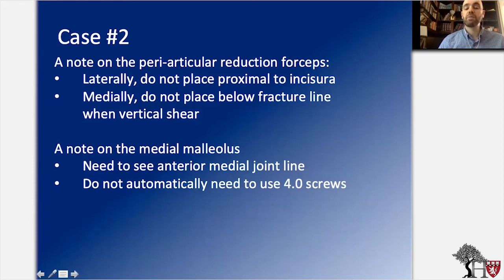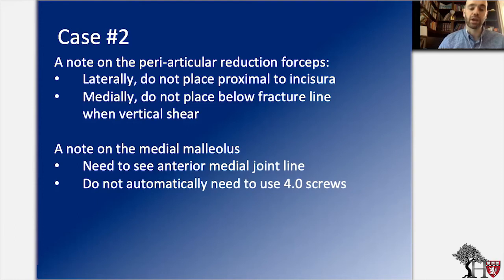Here's a note on the medial malleolus. Whenever I'm fixing a medial malleolar fracture, I always elevate the soft tissues anteriorly and perform an arthrotomy. I will look through the fracture to make sure that the patient doesn't have an osteochondral defect. If they do, you can treat it at the time. But you can also see the anterior medial joint line. That helps you with your reduction.